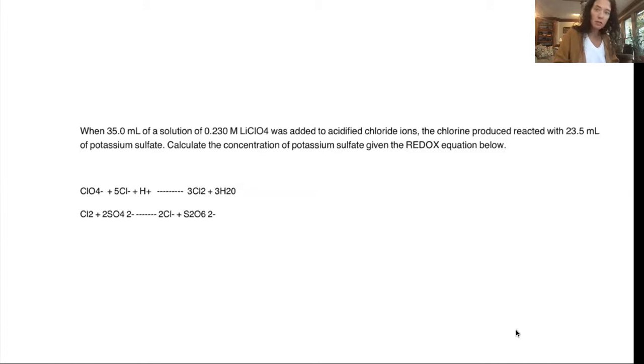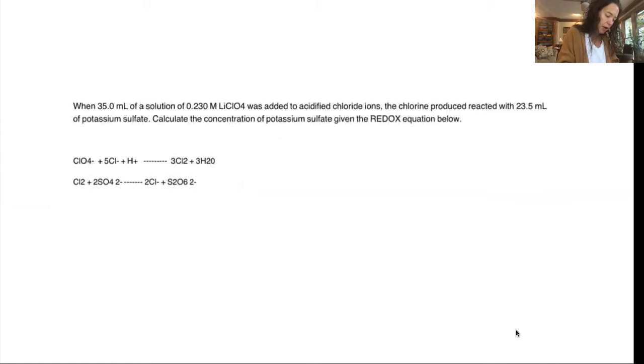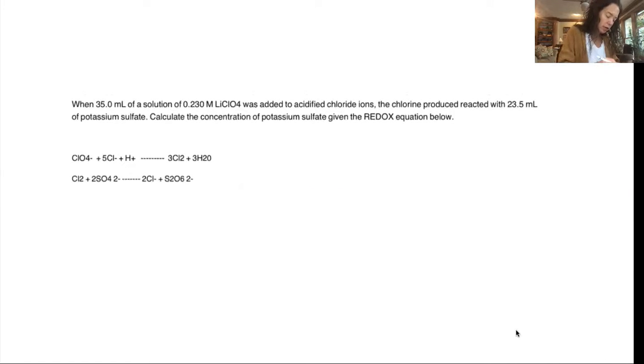So we have just another stoichiometry problem, but it reads tricky. So I wanted to just go over it with you. We've got 35 milliliters of a 0.230 molar lithium chlorate. Okay. Well, when I look down here, I don't see anything that is lithium. I'm sorry that my numbers aren't small and subscripty. I need to fix that. That's because lithium is a spectator ion, right?